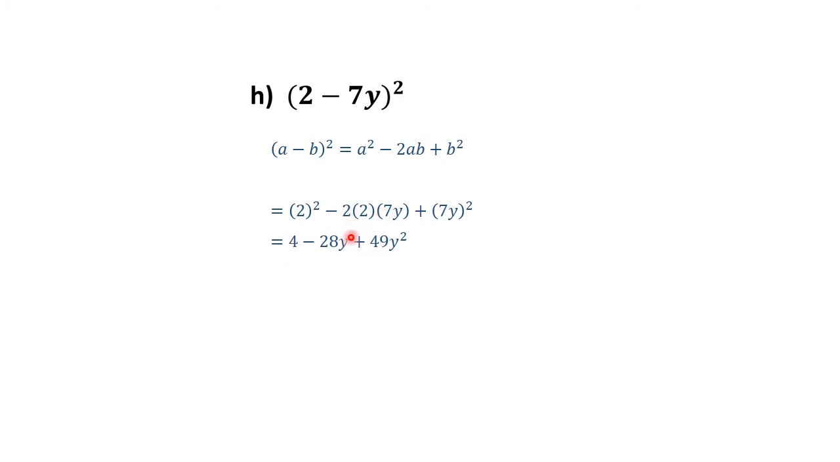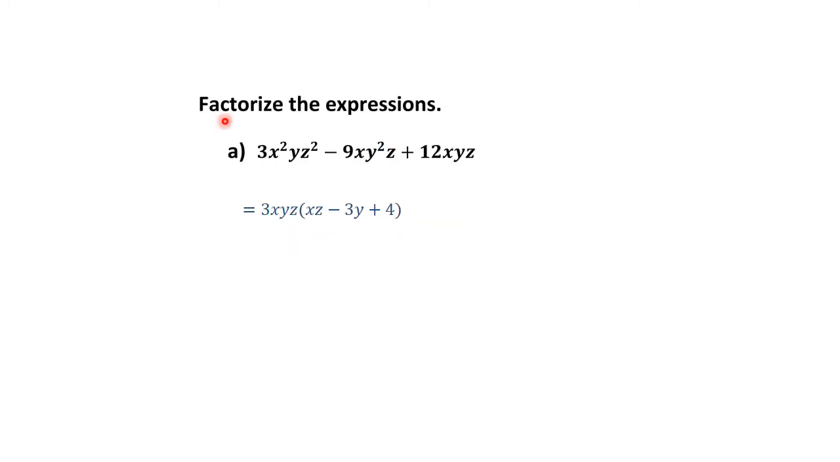4 times 7 is 28. 28y plus 49y square. Factorize the expression 3x square y z square minus 9xy squared z plus 12xyz. 3 is the highest common factor of 3, 9 and 12. So 3 is common. X is common. We take the lowest power which is 1.